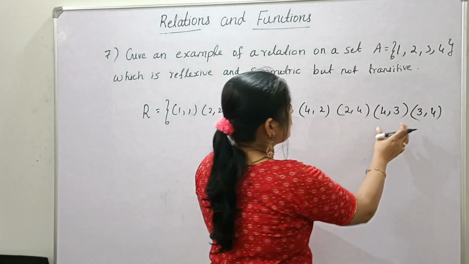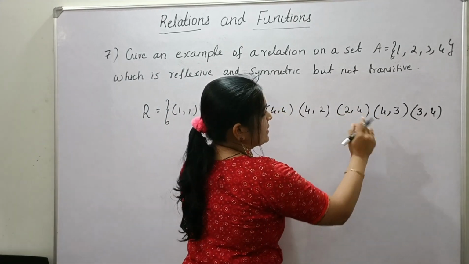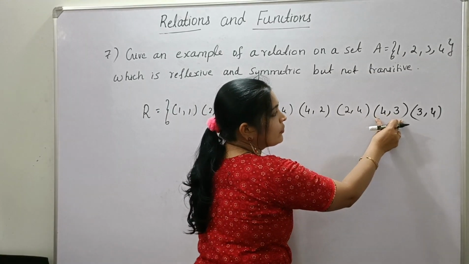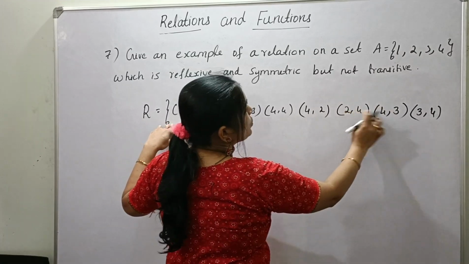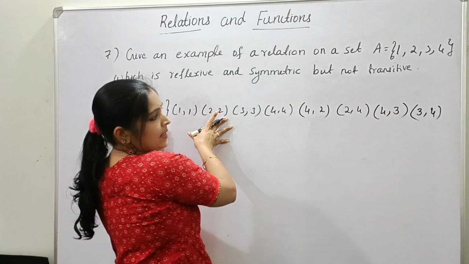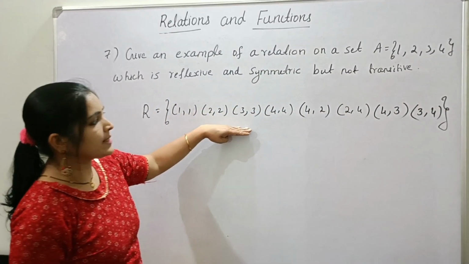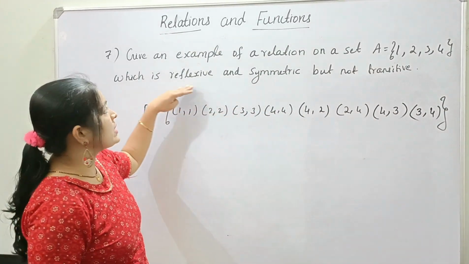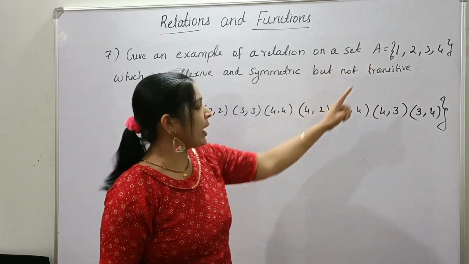Then, for not transitive, (2, 4) belongs to R, (4, 3) belongs to R, but (2, 3) does not belong to R. (2, 3) is not in this set. Therefore, we can say it is an example for a relation which is reflexive, symmetric but not transitive in A.